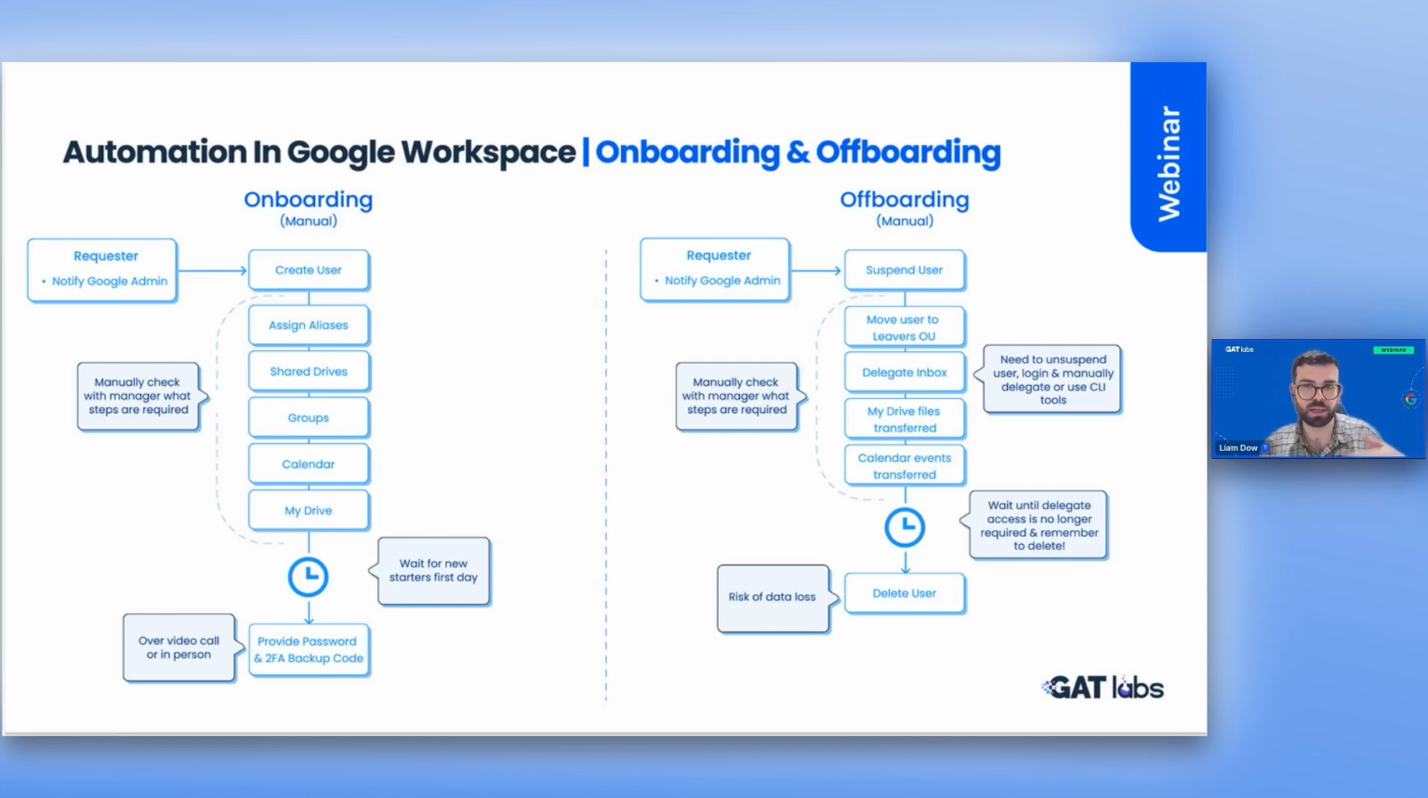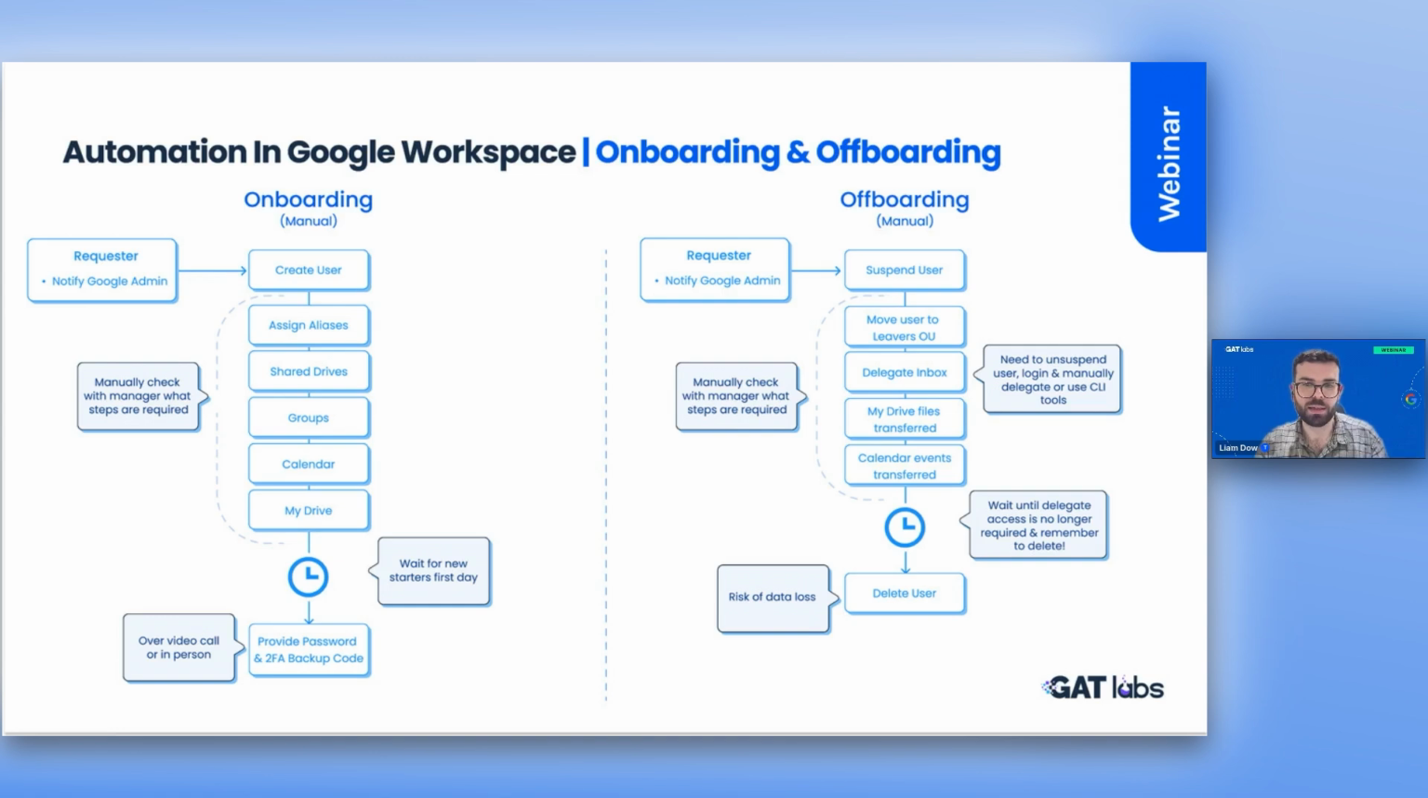But to talk through this process, maybe the first thing they would do would be suspend that user, move them to a different OU, and then maybe the manager says, hey, actually I need access to that user's emails. So by default in Google Workspace as an admin, you can't just delegate access to an inbox. The user account also cannot be suspended when you want to delegate access. So you would need to unsuspend them, log in, manually set up delegates, or you could use command line tools as well to do that. But all of those things do consume a fair bit of time and effort.